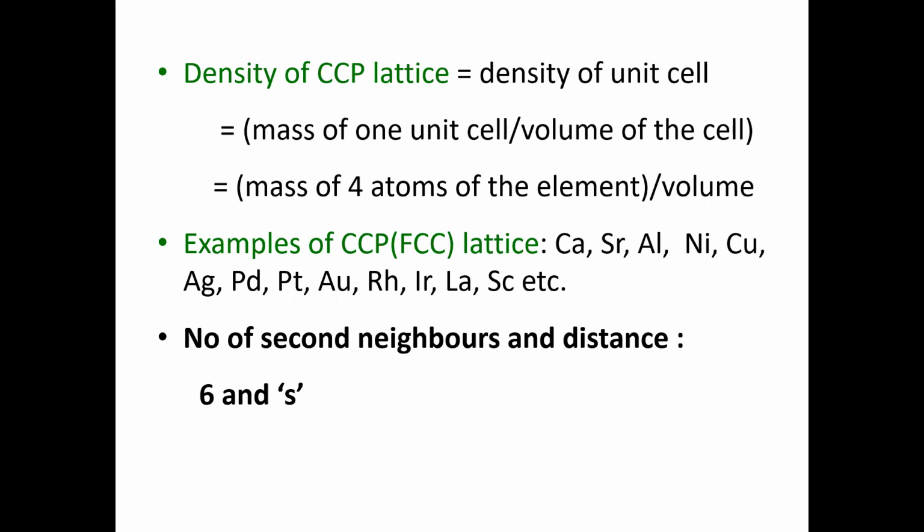To view an FCC unit cell, you have to make a slanting arrangement of these layers, or in my favorite, no slanting, because the old man cannot dance, cannot rotate himself, so he can view only directly after stacking, right? So in both cases, the number of second neighbors to a particular sphere is 6, and the distance between the second neighbors is S.